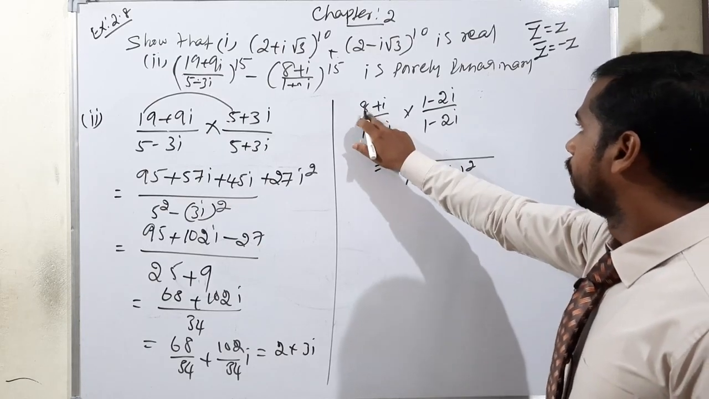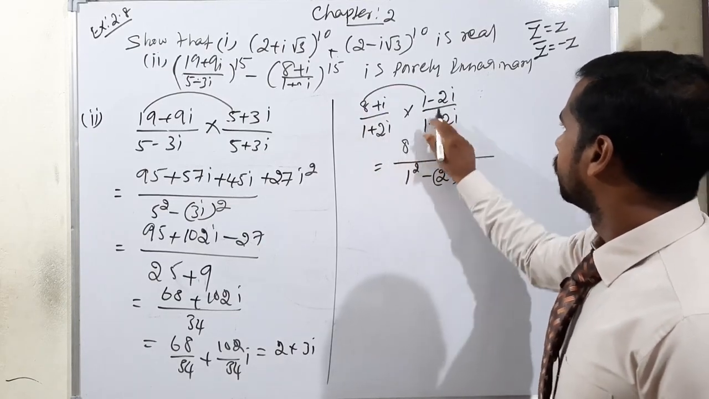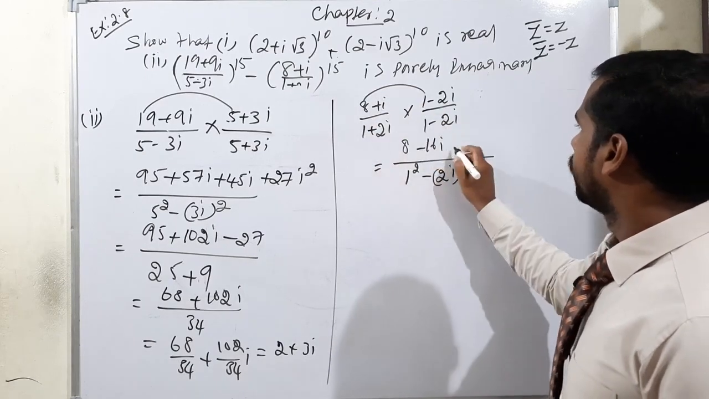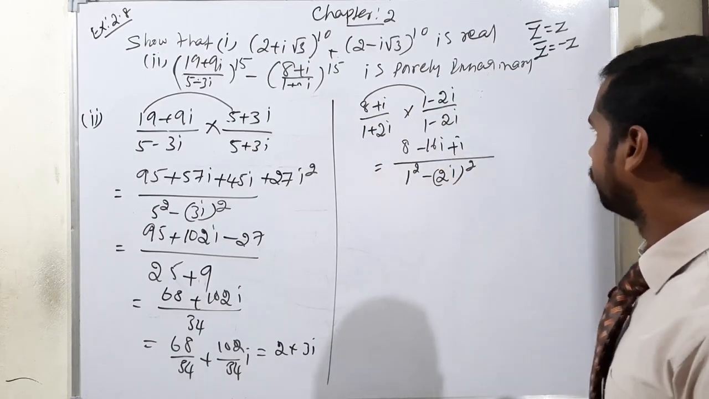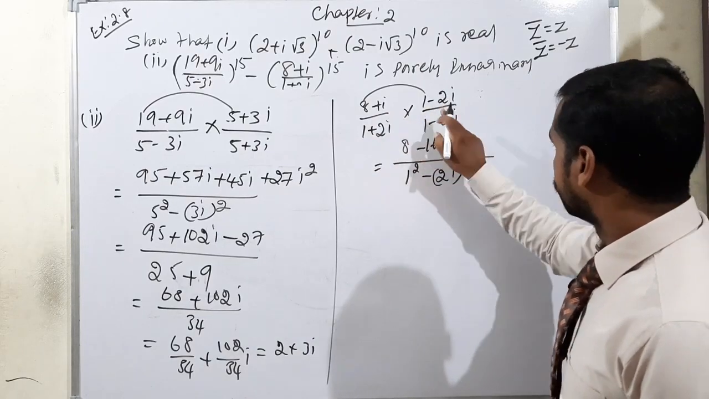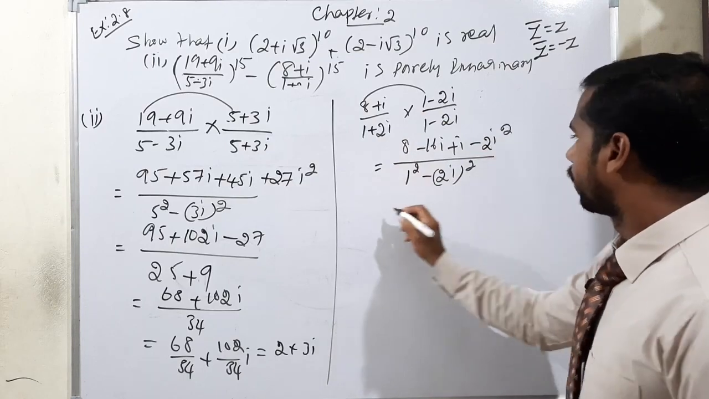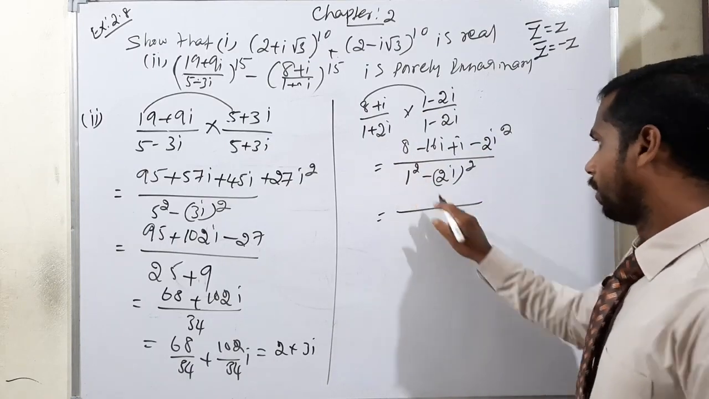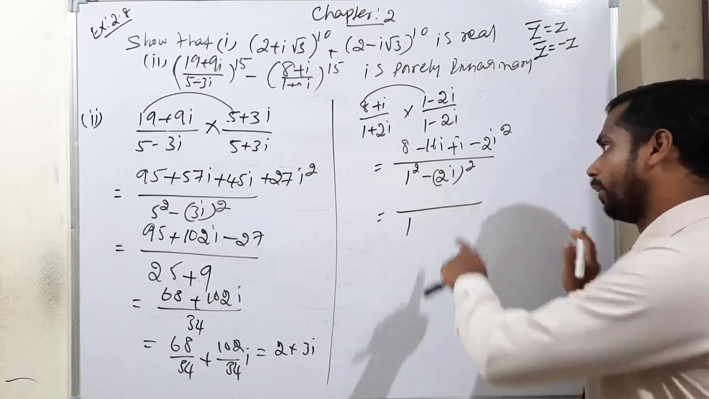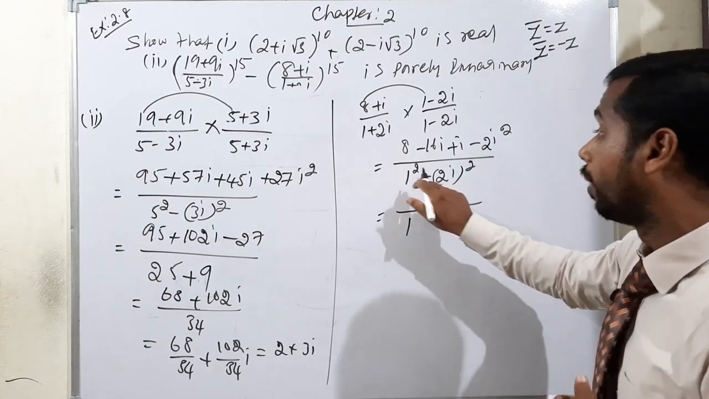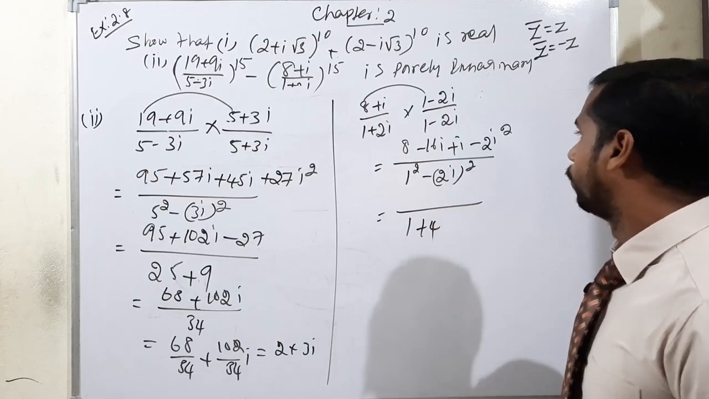The numerator: 8 into 1, 8. Minus 2 into 8, minus 16i. Again plus i into 1, plus i. Then here plus into minus, minus 2i square, isn't it? Then denominator 1 will come. If you remove the bracket, 2 square means 4, i square means minus 1. We have common minus, therefore we can write it plus 4.